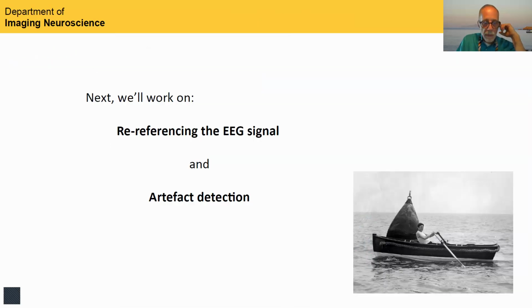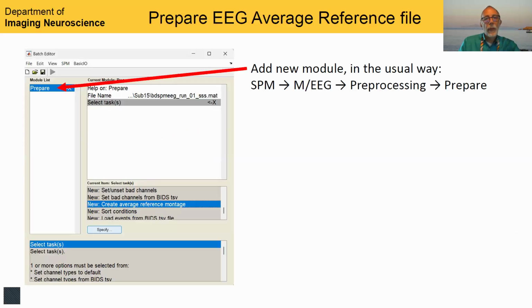Okay, so we've done some reviewing, we've done some basic preprocessing. Now we're going to talk about re-referencing the EEG signal, and then we're going to talk about artifact detection. So let's start a new batch file. Hopefully you have saved the previous one, but it doesn't matter as long as you've got a data file to play with.